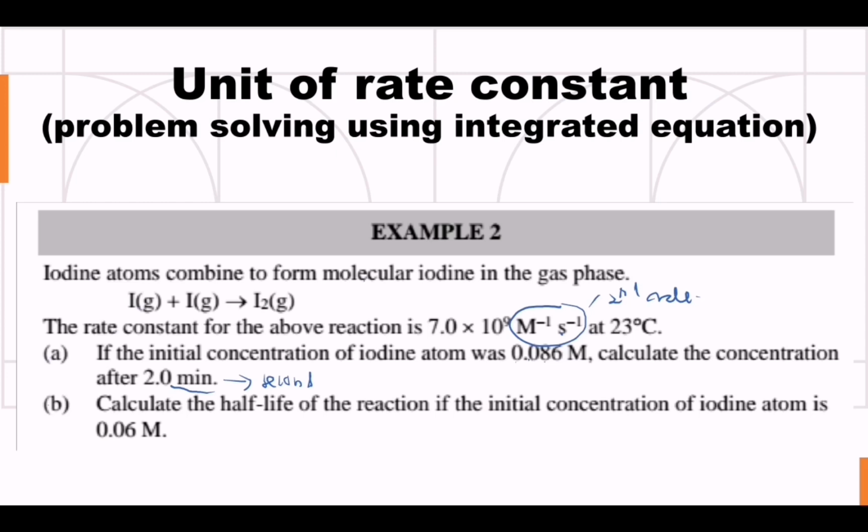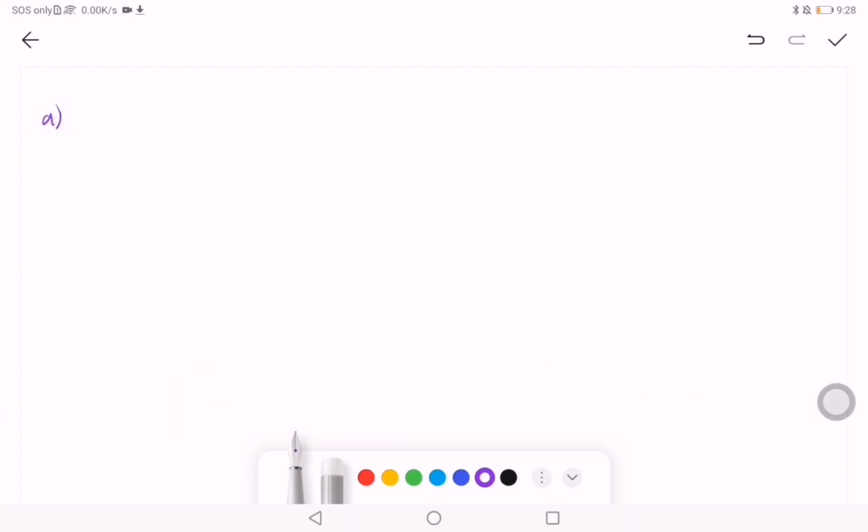For question B, calculate the half-life of the reaction if the initial concentration of iodine atom is 0.06. So yang ni kita akan gunakan formula half-life untuk second order. For question A, since we have identified this reaction is second order, so kita tulislah the equation for second order. So 1 over A, ataupun kita boleh terus replace dengan reactant daripada soalan tu. Minus 1 over A0 equals to KT.